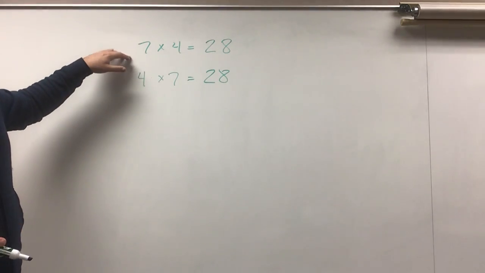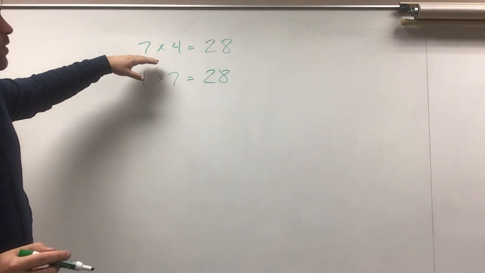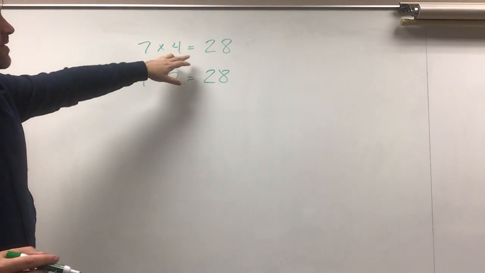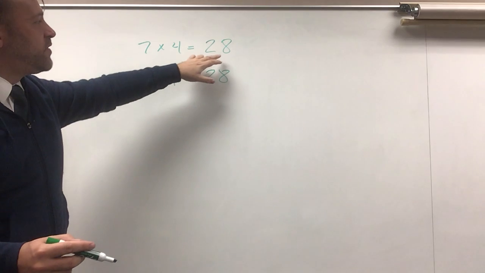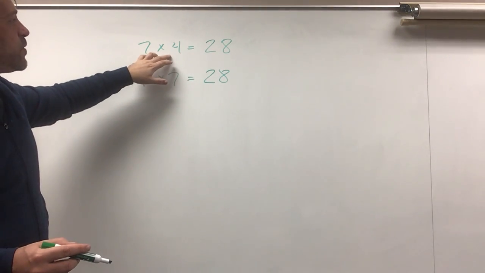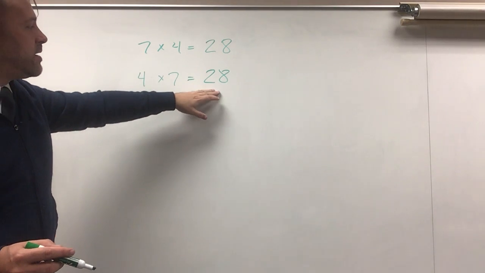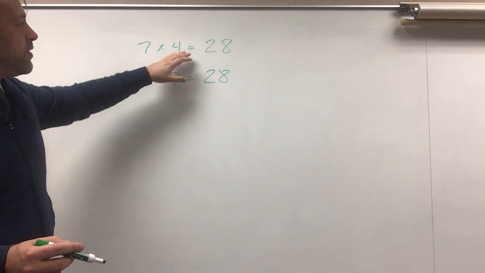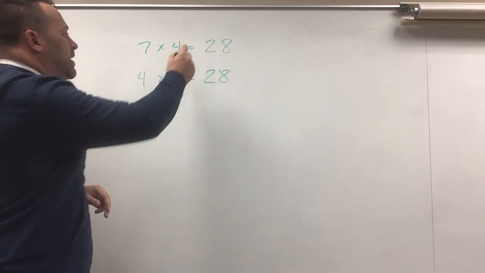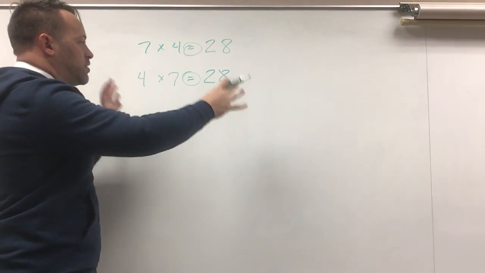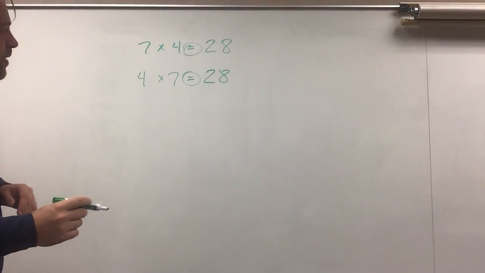So I just wrote two different equations. And an equation is a number sentence that has an equal sign. So both sides are equal. I know that 7 times 4 is 28. I've got my 28 over here. 4 times 7 is 28. I've got my equal sign here. So they're equations because I'm using an equal sign to show two equal balanced sides, okay?